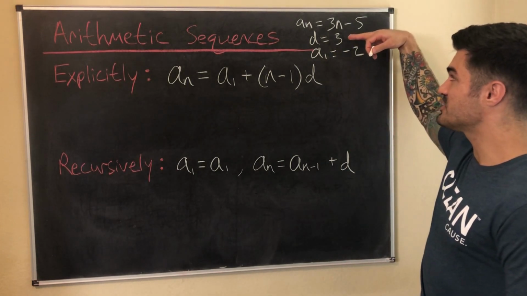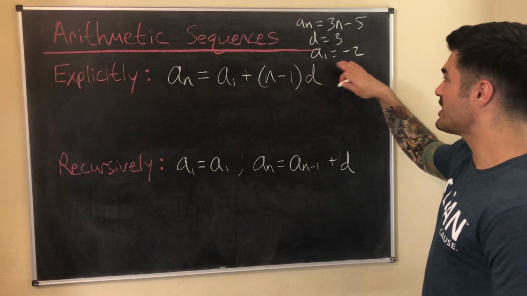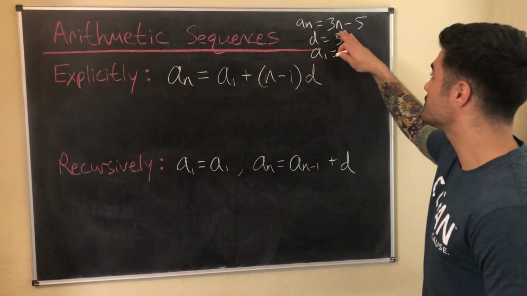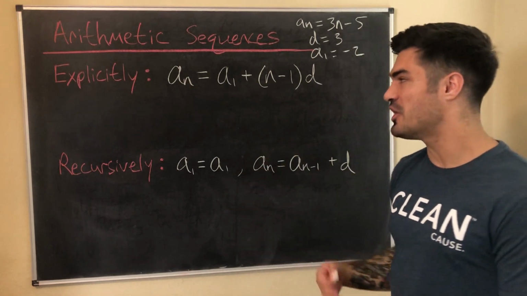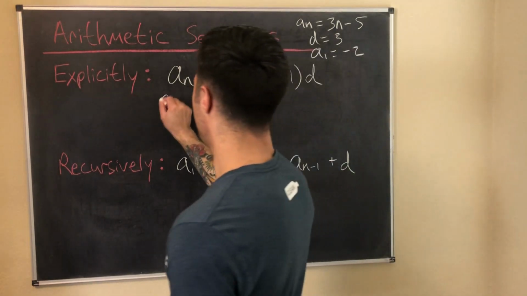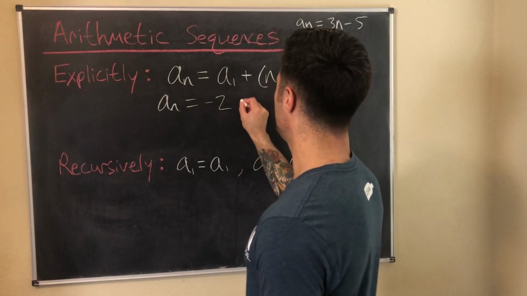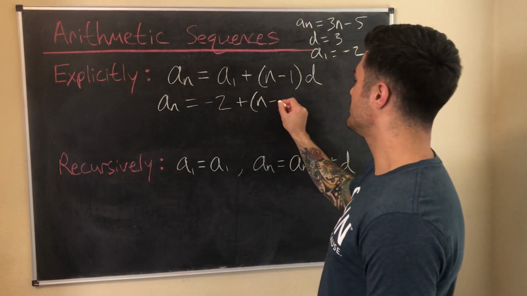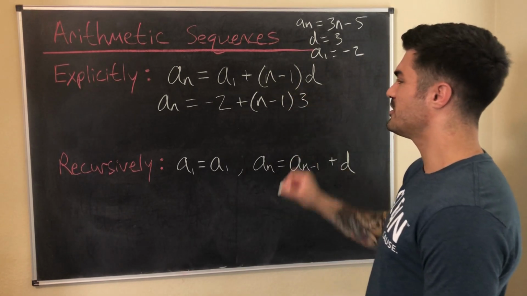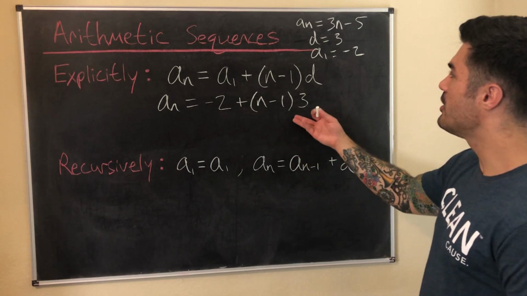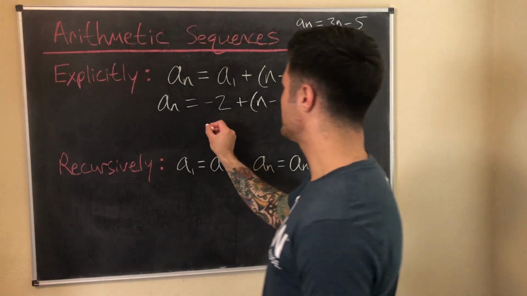So let's plug in this 3 as the common difference and this negative 2 as the first term and make sure we get an equals 3n minus 5. Let's just verify this and make sure it works. So an equals, remember, the first term is negative 2 plus this n minus 1 just stays n minus 1 and our common difference goes here. And when we simplify this, we should end up with 3n minus 5, but let's double check.